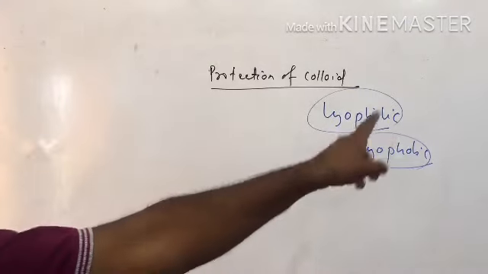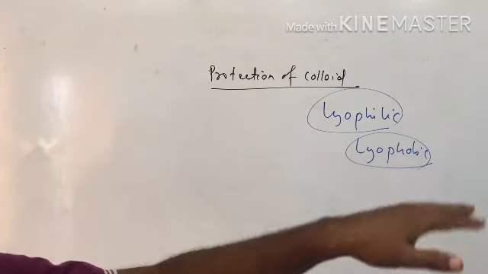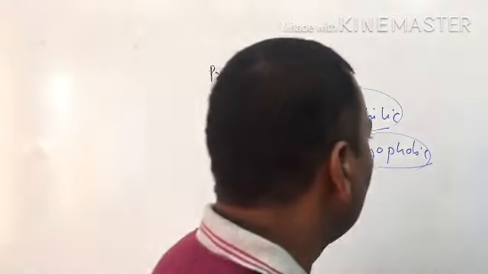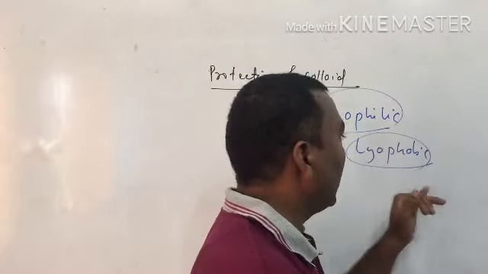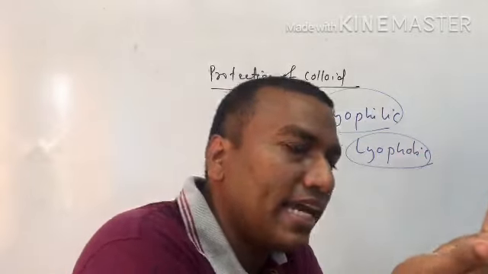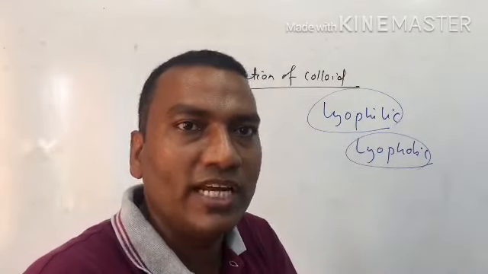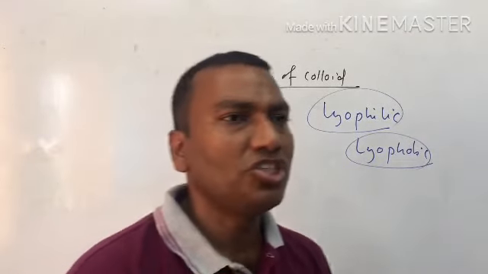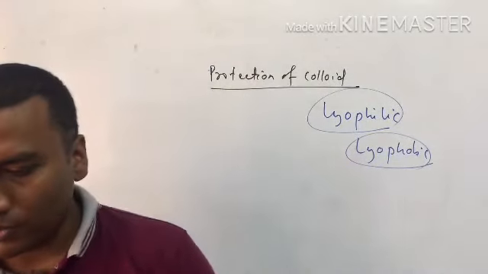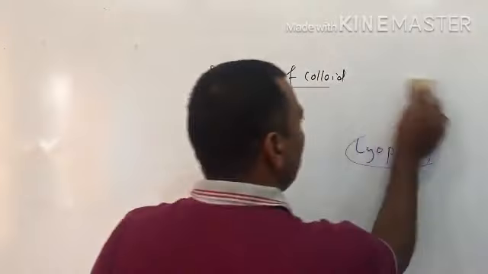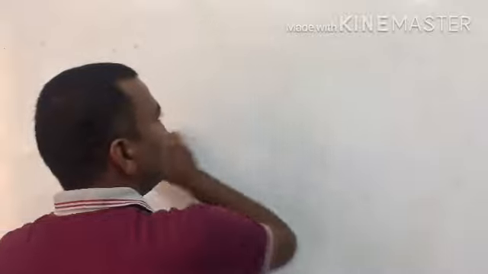When lyophilic sol is added to the lyophobic sol, the lyophilic particles form a layer around the lyophobic particles and protect the colloid. Understood? So when we add the lyophilic sol, it forms a layer around the lyophobic particle so that it does not allow them to separate into two layers. So this is the meaning of protection of colloid. Understood?